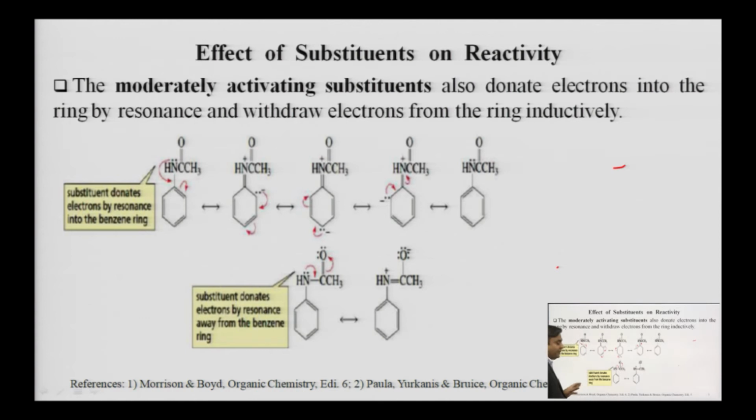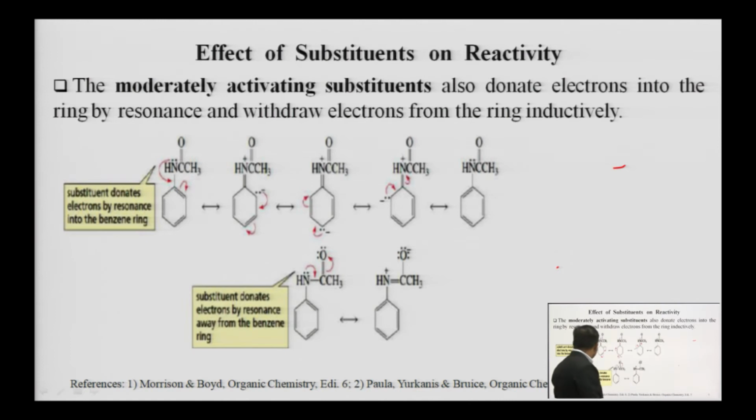So, because the group may have +I or -R or +R or -I effects, the group can behave as a moderately activating or moderately deactivating substituent also. Okay. These are the groups which can donate electrons into the ring by resonance and withdraw electrons by the inductive effect, meaning this has a +R effect, but also a -I effect.